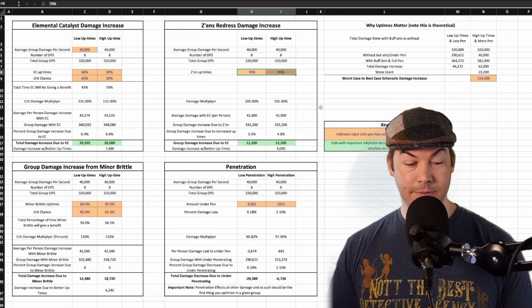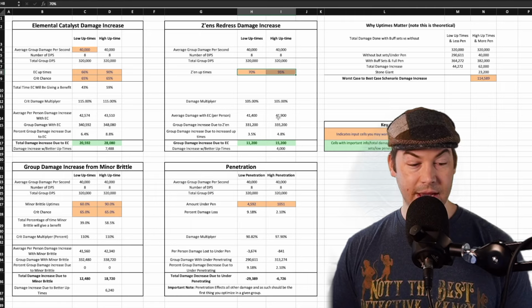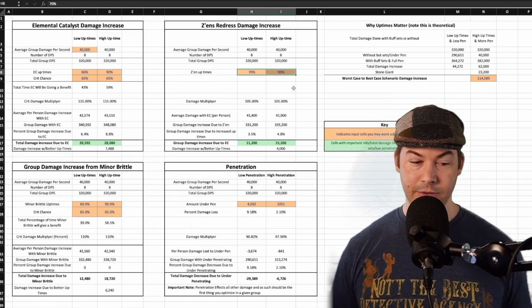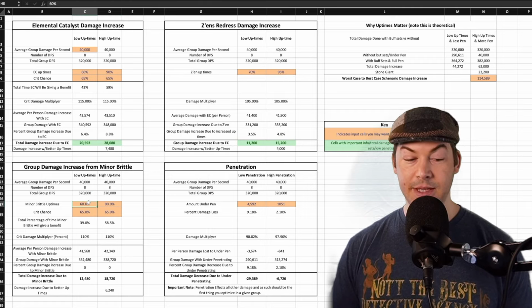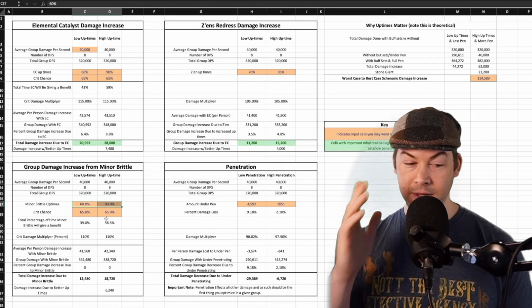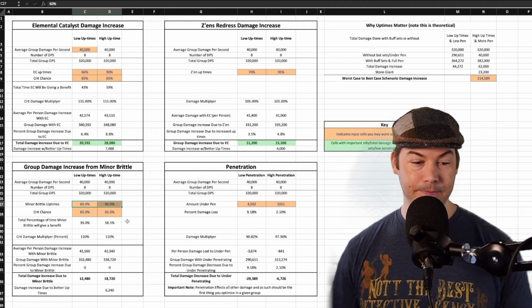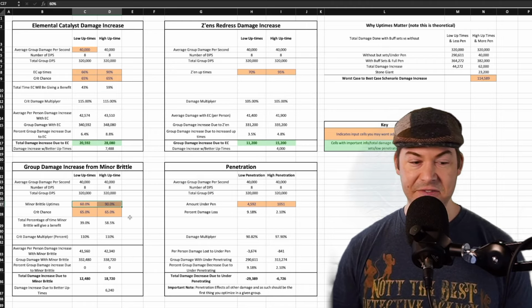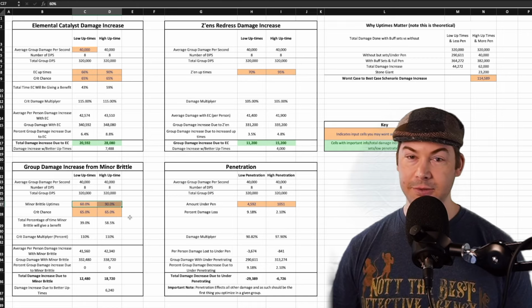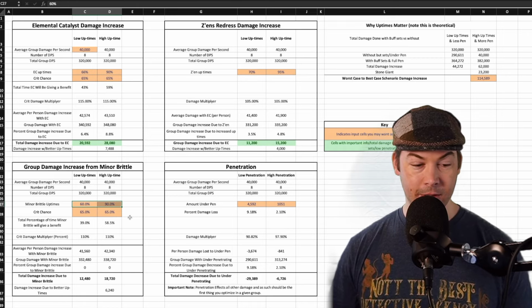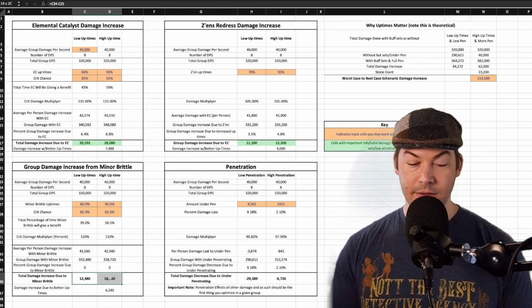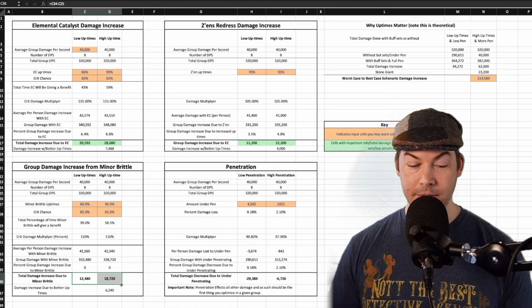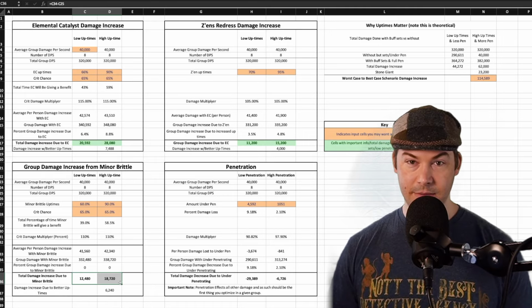Now, looking at Minor Brittle, we have the same situation as Elemental Catalyst because they work very similarly. They both just increase our crit damage. I went with a 60% uptime, then a 90% uptime. I will say with Minor Brittle, depending on your setup, it's not too hard to get in the 80s. 85 is pretty reasonable, so I don't think 90s is out of control at all. But again, even going with the conservative number, we're looking at about a 12,000 DPS increase. And with the higher uptime of 90, we end up with about 18,000, almost 19,000 damage increase.